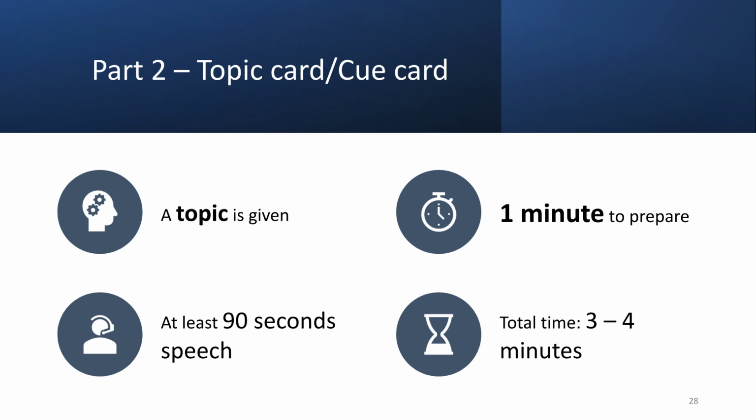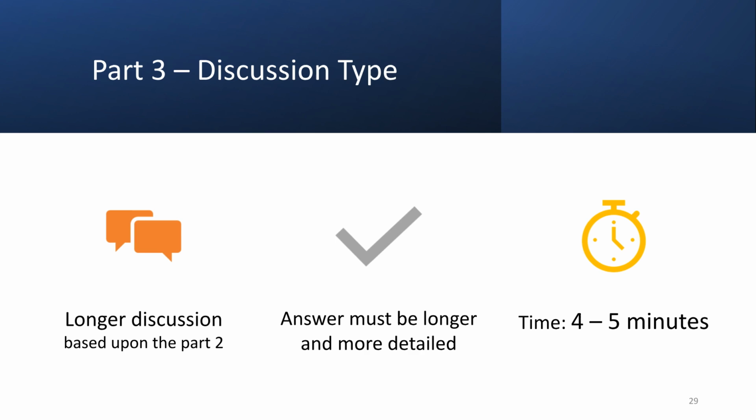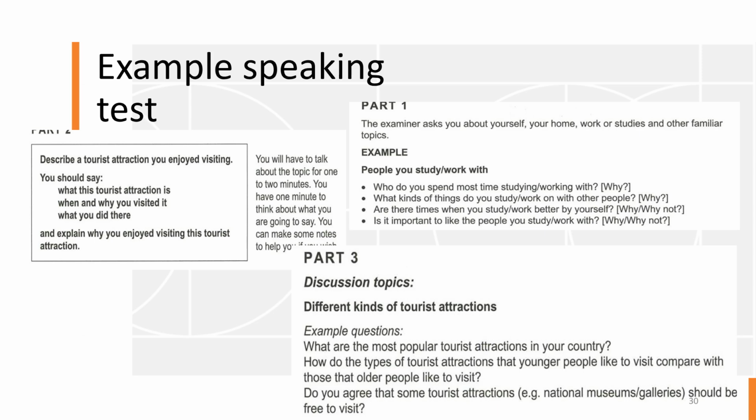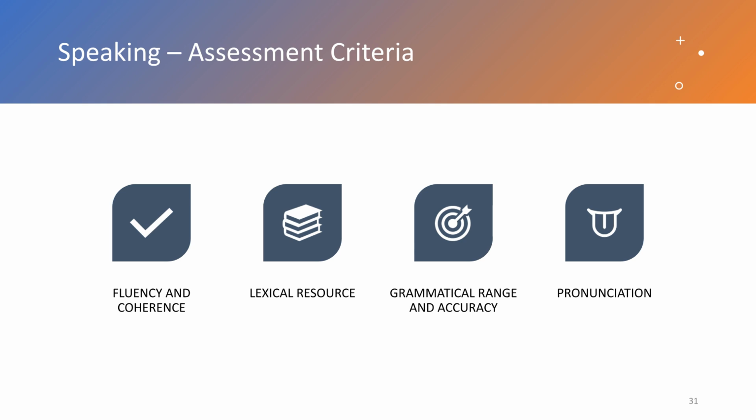You get a topic, 1 minute to prepare, and then speak for at least 90 seconds. The total time is 3 to 4 minutes. Part 3 is a discussion based on Part 2, requiring longer and more detailed answers. This discussion lasts about 4 to 5 minutes. This slide provides examples of the questions and format you will encounter in the speaking test. The speaking assessment criteria cover 4 key areas: fluency and coherence, lexical resource, grammatical range and accuracy, and pronunciation.